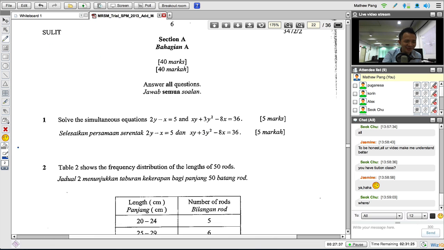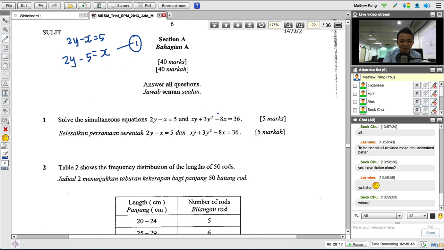I don't think anyone will face a problem with this one, but I'll go through it quickly. We can make either x or y the subject, but most of the time when I solve simultaneous equations, I do not like to have fractions. So if I have 2y minus x equals 5, I will make x the subject rather than y. So I have x equals 2y minus 5. If I make y the subject, I will have (5 plus x) over 2. Then it is a fraction, and a lot of students tend to make mistakes with fractions. So if I make x the subject, I have no fraction.